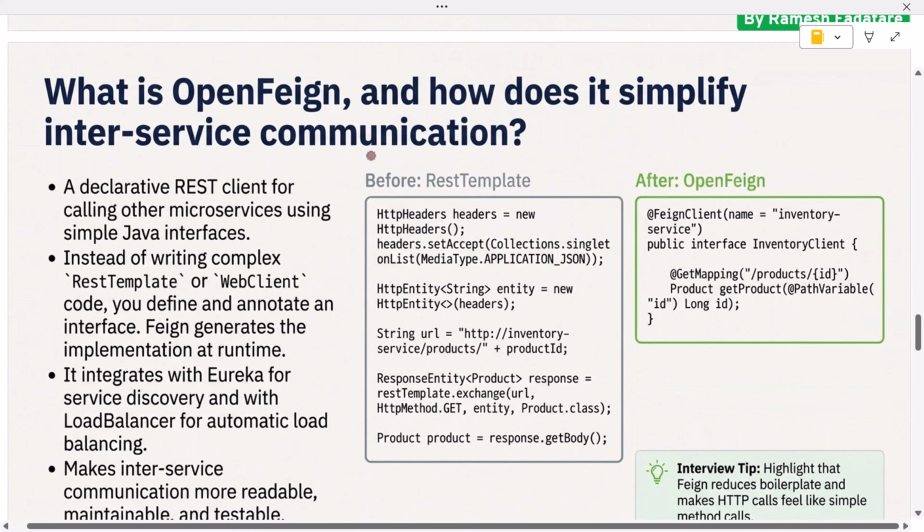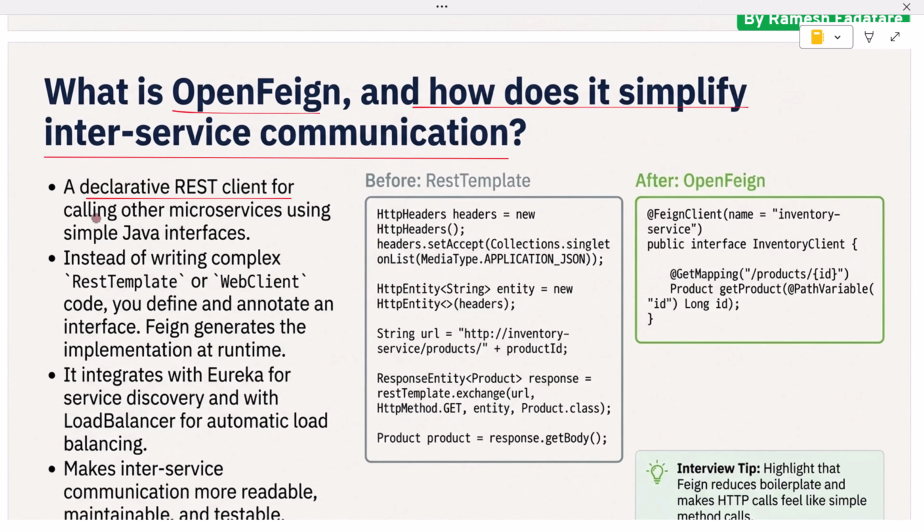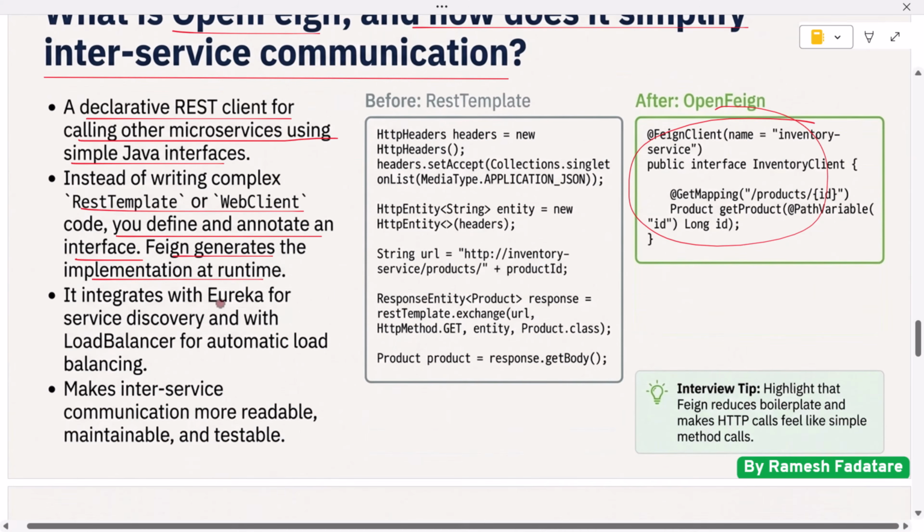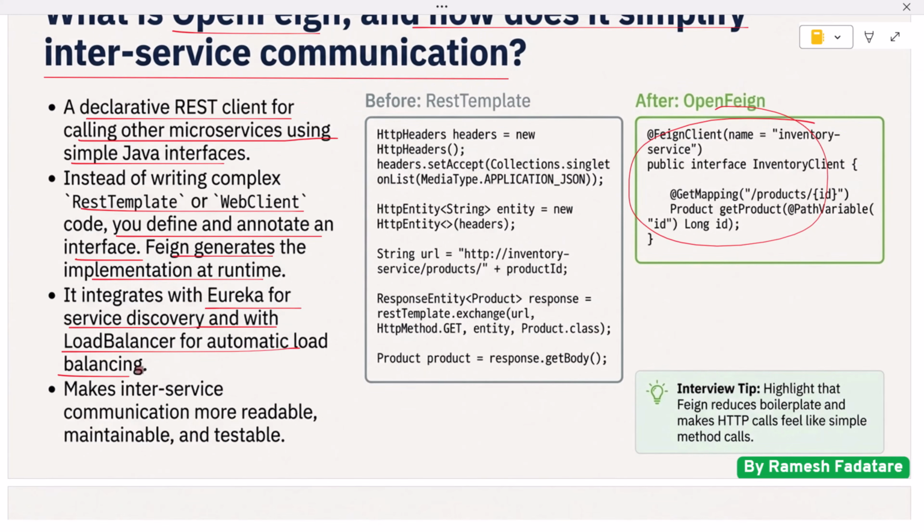Next, what is OpenFeign and how does it simplify inter-service communication? OpenFeign is a declarative REST client that allows you to call other microservices using Java interfaces. Instead of writing complex RestTemplate or WebClient code, you define an interface and annotate it. Feign generates the implementation at runtime. Feign integrates with Eureka for service discovery and with load balancer for automatic load balancing. This makes inter-service communication more readable, maintainable, and testable.